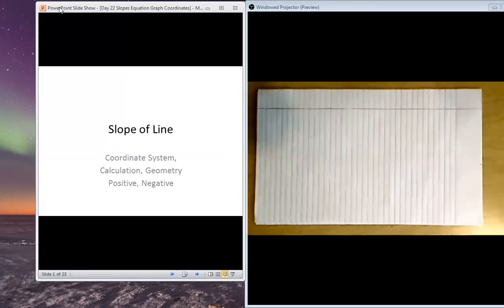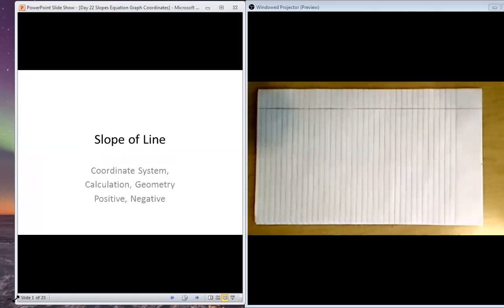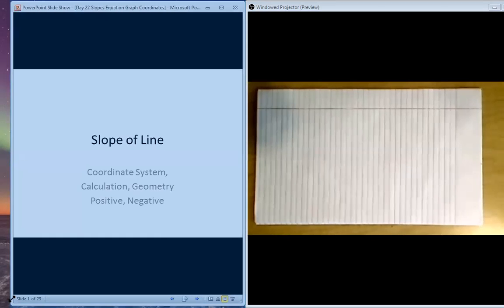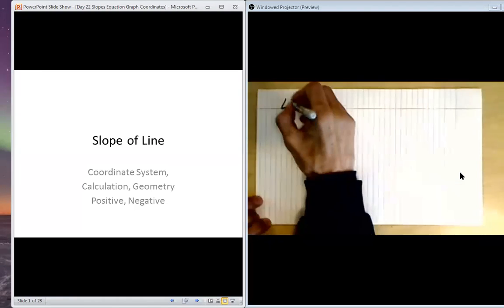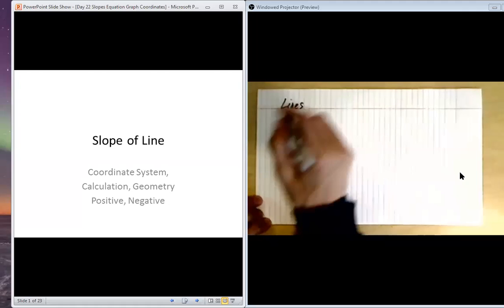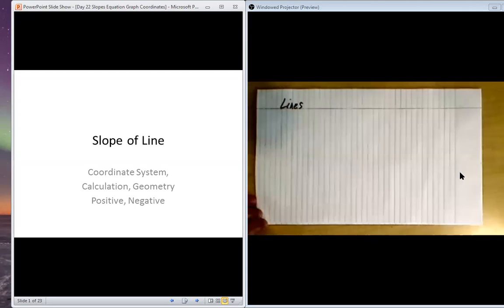What we're looking at is, as I said, Friday afternoon, just giving you the information today. Next day, we'll talk a little bit about it and make it a little more user-friendly. So we're taking a look at something called the slope of a line. That's how steep a line is. Lines are a big deal in math-related worlds.